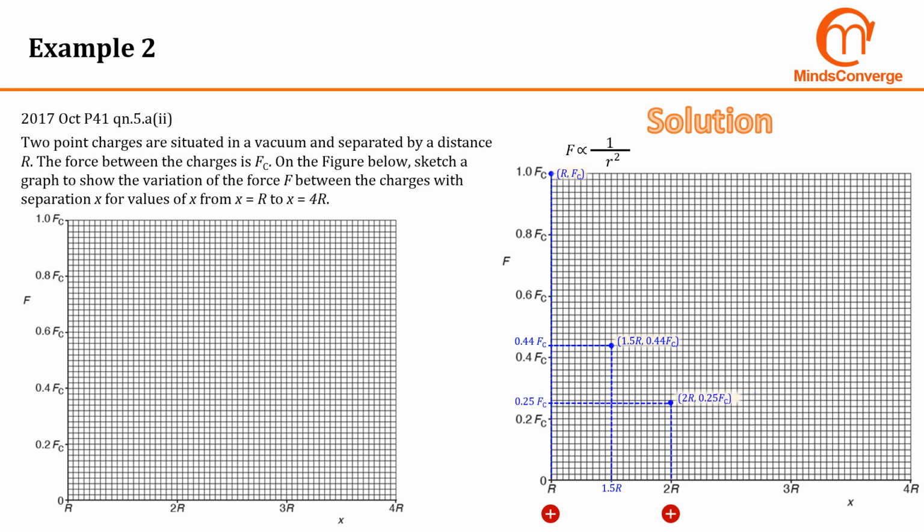When their separation is doubled, the force will decrease by a factor of 2 squared, which is 0.25 Fc. When their separation becomes 2.5 r, the force will decrease by a factor of 2.5 squared, which is 0.16 Fc. When their separation becomes 3 r, the force will decrease by a factor of 3 squared, which is 0.11 Fc. When their separation becomes 4 r, the force will decrease by a factor of 4 squared, which is 0.06 Fc. Then, we draw the curve passing through all the points to get the graph. The graph has the shape of the function y equal to 1 over x squared.